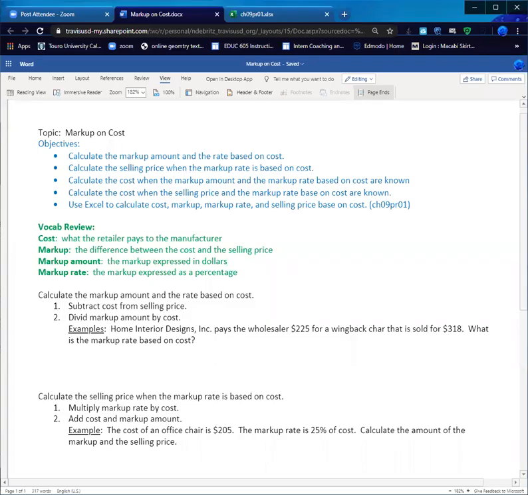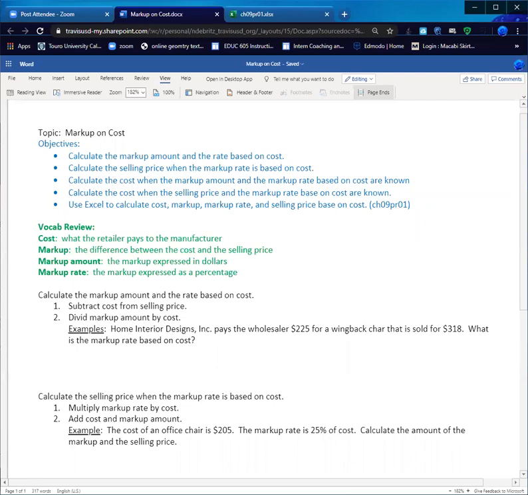The topic for this video is markup on cost. We have some objectives. We're going to calculate the markup amount and the rate based on cost. We're going to calculate the selling price when the markup rate is based on cost. We're going to calculate the cost when the markup amount and the markup rate based on cost are known. We're going to calculate the cost when the selling price and the markup rate based on cost are known. And we're going to use Excel to calculate the cost, the markup rate, and the selling price based on cost.